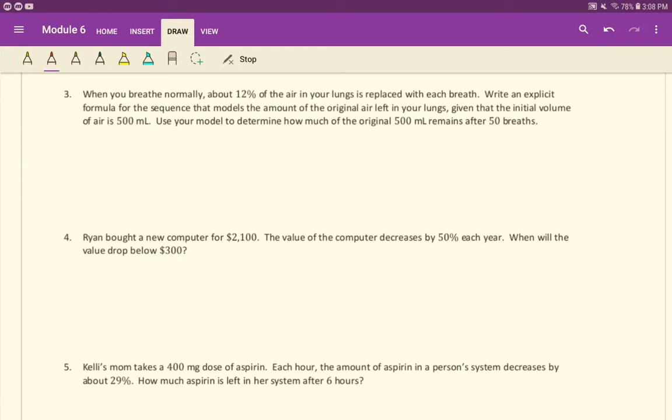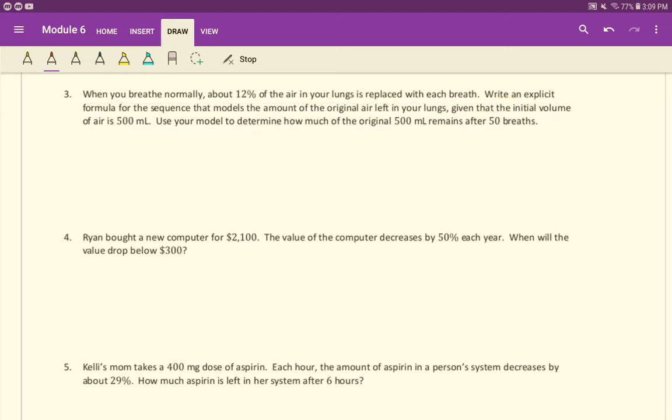Folks, welcome back. We're going to continue our look here at exponential decay, especially in the context of a word problem. So let's take a look at number 3. When you breathe normally, about 12% of the air in your lungs is replaced with each breath. Write an explicit formula for the sequence that models the amount of the original air left in your lungs given that the initial volume of air is 500 milliliters. Use your model to determine how much of the original 500 milliliters remain after 50 breaths.